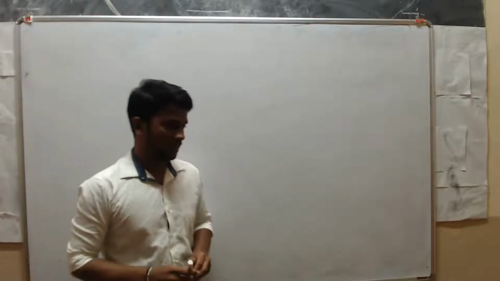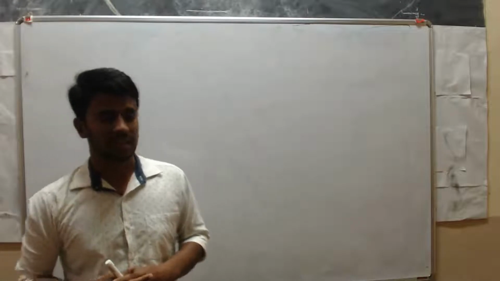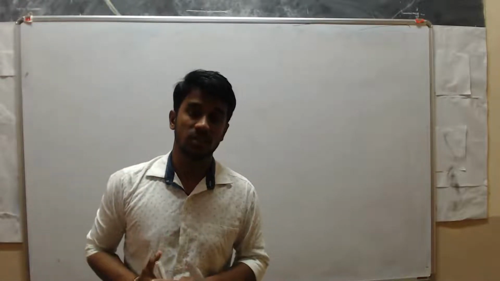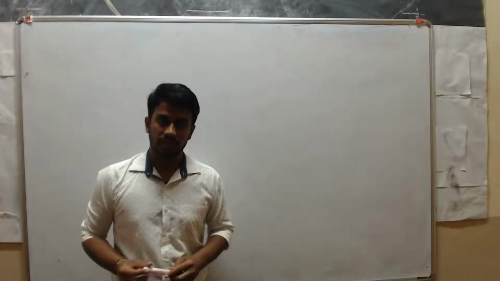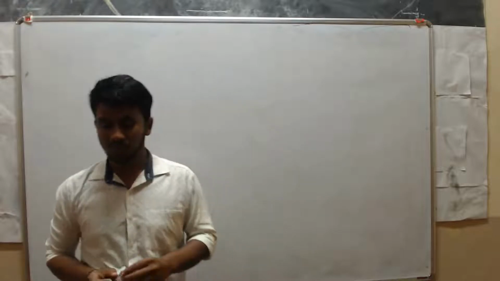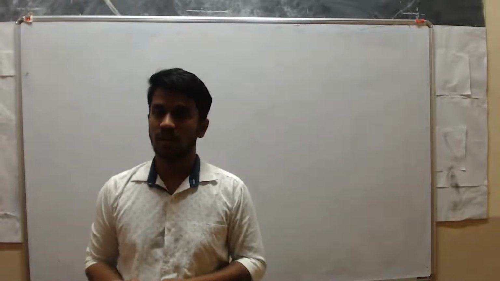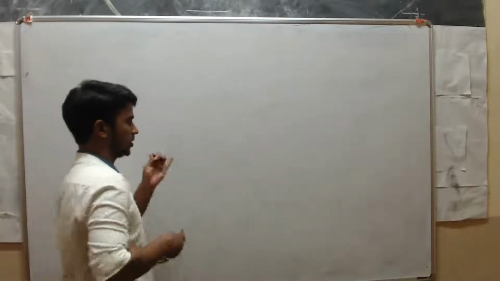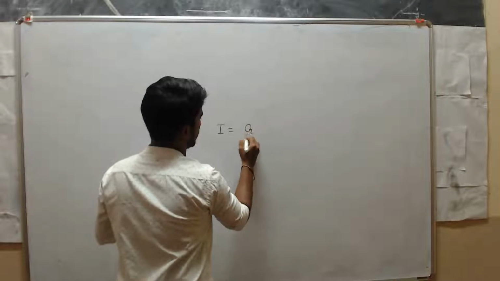While drawing circuit diagrams we use straight lines and symbols of electrical equipments. Next we discussed electric current. So what is electric current? Electric current is the rate of flow of electric charges, and we have a formula to calculate that current: I equals Q by T.